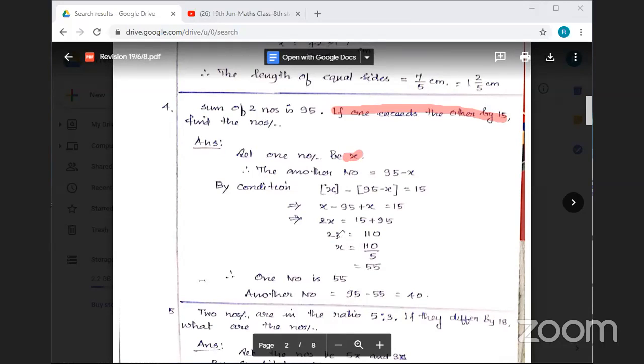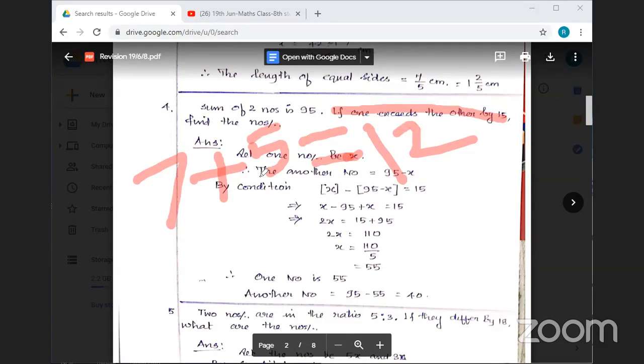One number you take as x. What is the other number? If x plus 5 is 12, now I remove this 5. I don't know this number. How can I find that number? By subtracting: 12 minus 7, the 7 will go to that side.